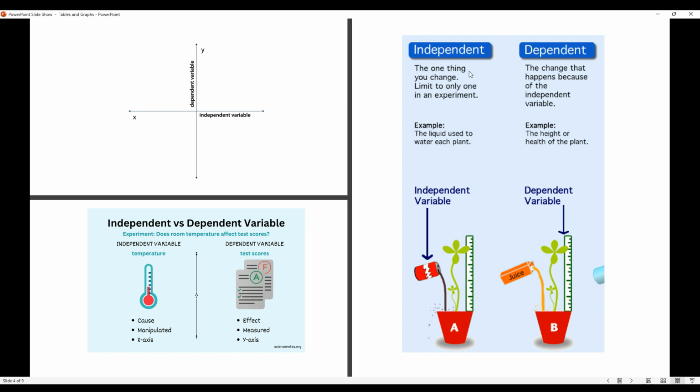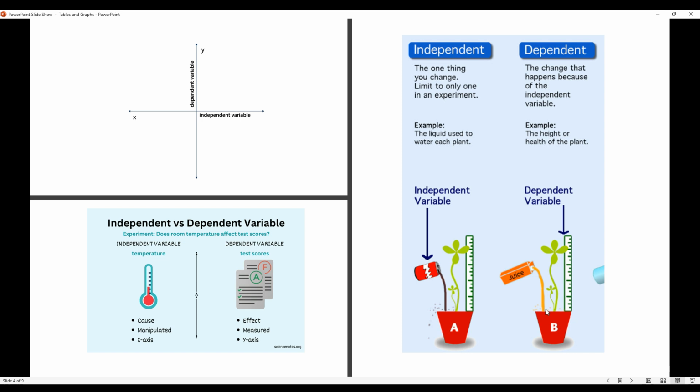Okay. So here we have an example. The independent variable is what you add to the plant. It's independent, it's not affected by anything. But as a matter of fact, it affects something else. So this is an independent variable, but the plant itself is the dependent variable. So based on what you're going to water the plant with, the plant is going to change.